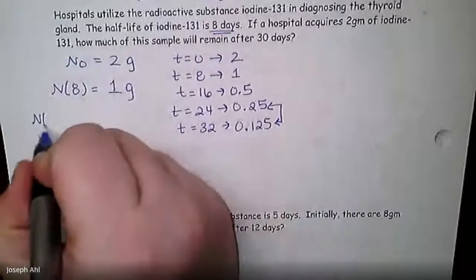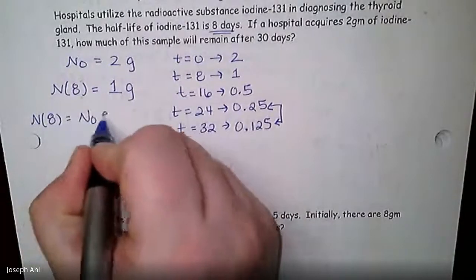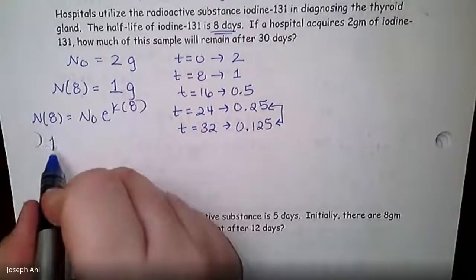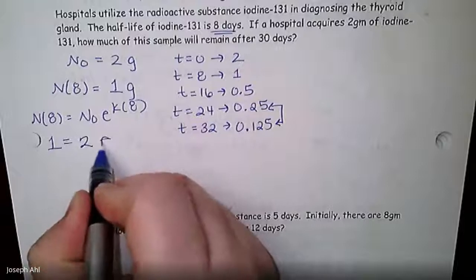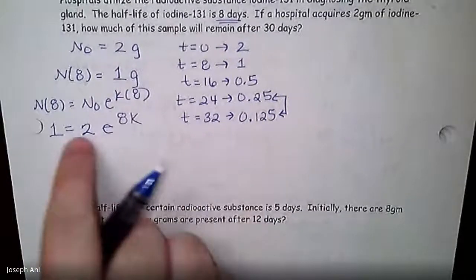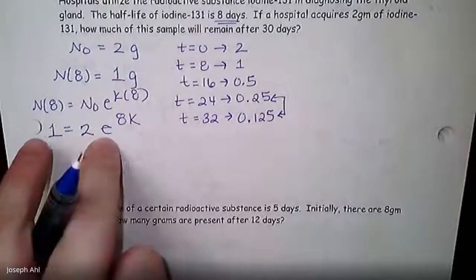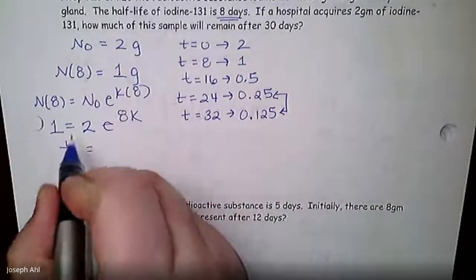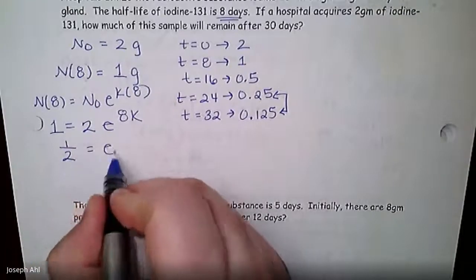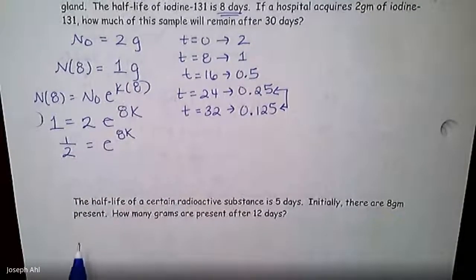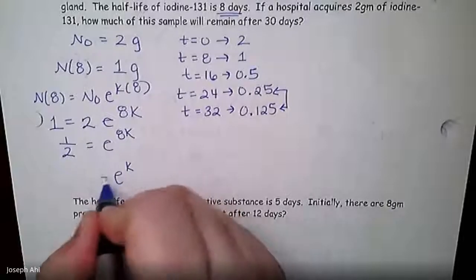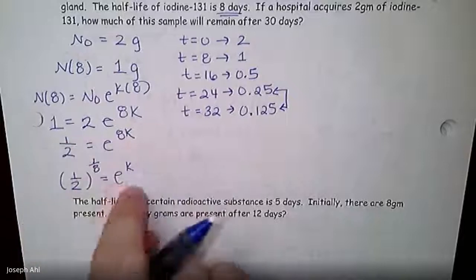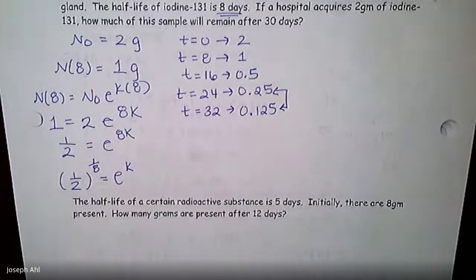So n of 8 would equal n sub 0 e to the k times 8. And we know that 8 days later, the amount would be 1 gram since we started with 2 initially. Just be cautious about this because we had 1 and 2 in the last problem, but remember they were on the reverse sides. So I got to divide 2 over to get a half. Oh, that makes sense because it's a half-life application. Equals e to the 8k. So therefore, e to the k is going to be 1/2 to the 1/8 power, right? That's what I would do to both sides to get e to the k alone.